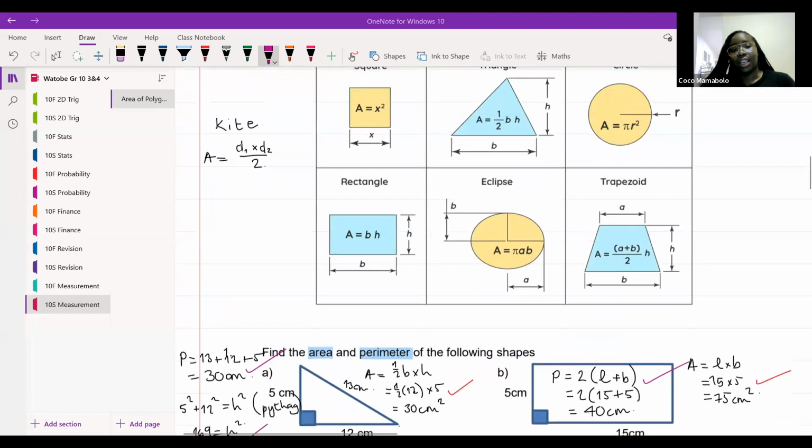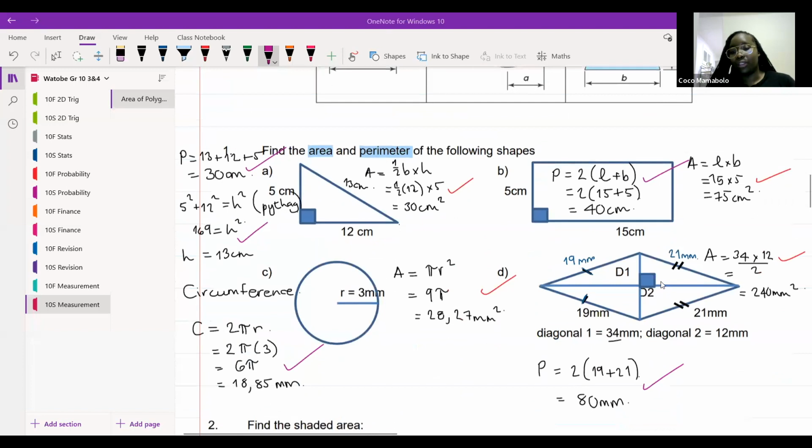The formula for a kite is the diagonal 1 times the diagonal 2 divided by 2. So they've given us the dimensions for the diagonals. They tell us that diagonal 1 is 34 and diagonal 2 is 12. So the formula tells us that we need to take diagonal 1, which is 34, multiplied by diagonal 2, which is 12, divided by 2. And that's how ma'am got 240 millimeters squared as an answer.